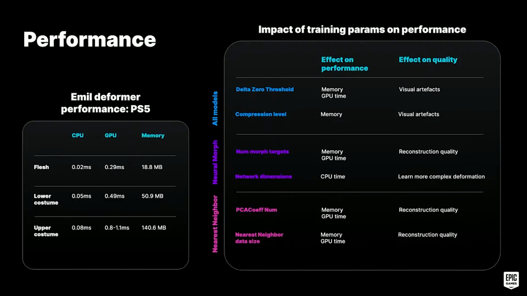So just to briefly cover performance, the table on the left gives a PS5 performance breakdown for each of the 3 deformers we used. To recap, we used the neural morph model in local mode for flesh and the nearest neighbor mode for clothing. The flesh layer running on the neural morph is super performant, it's great. The nearest neighbor model has a slightly higher cost, and this is due to the additional nearest neighbor data set that increases memory usage and GPU time.